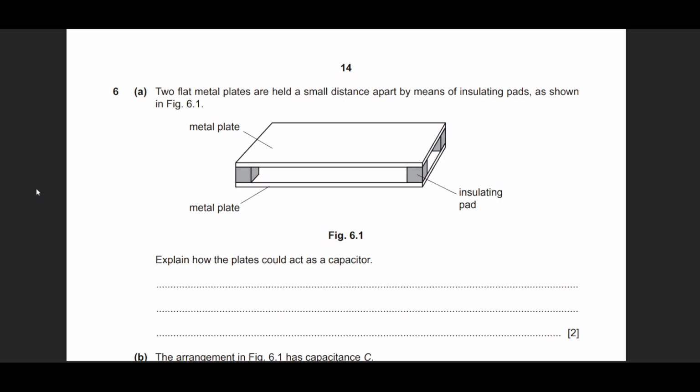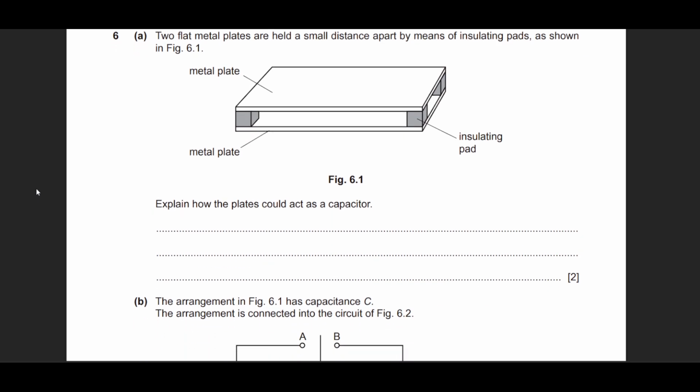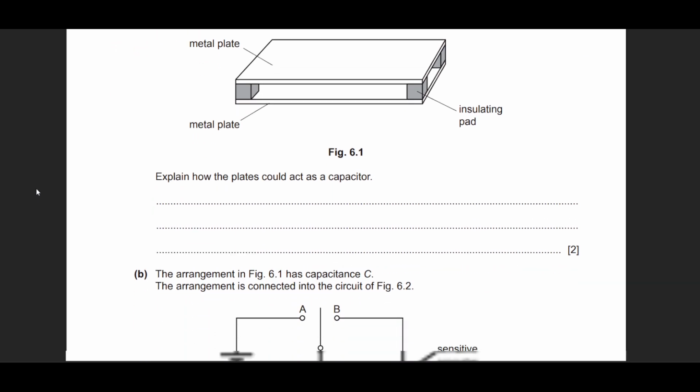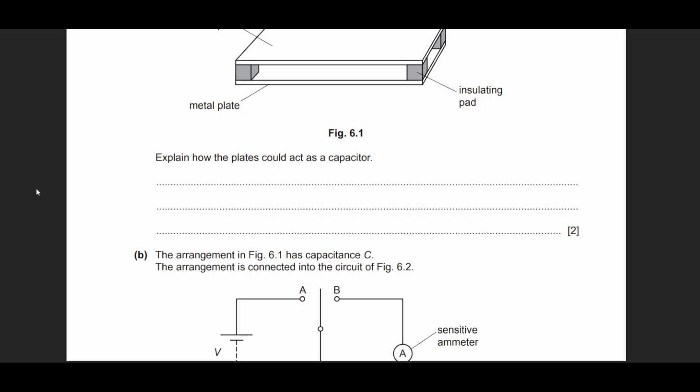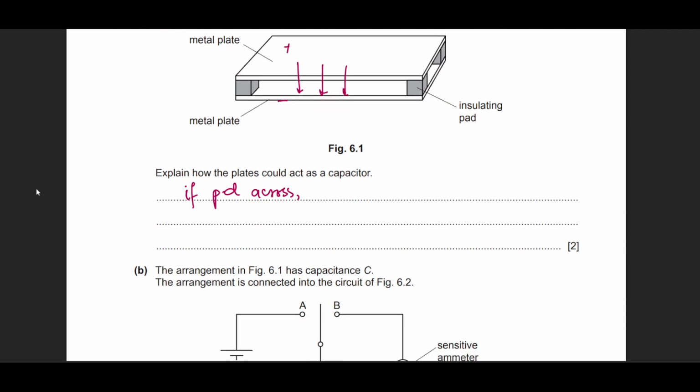Question number 6. He says, explain how the plates act as a capacitor. Very simple, very easy. You're going to create a hypothetical situation that if a potential difference was applied across the plates, what will happen? A plate will have positive voltage and the other will have negative, and there will be an electric field established between them. So then you will say that energy is stored.